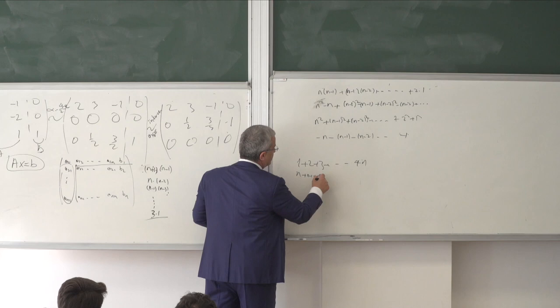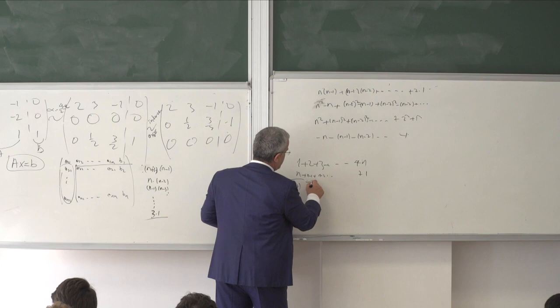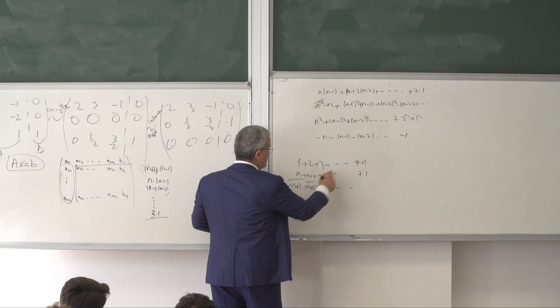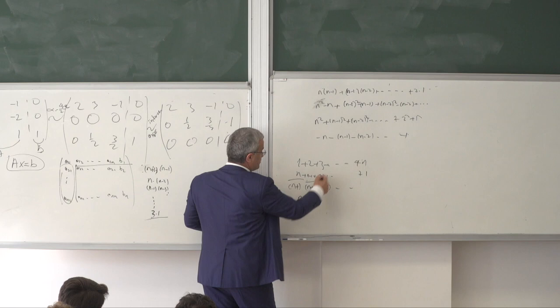And you see that you have n plus 1, and you have n plus 1, n plus 1. How many of them do you have? You have n times n plus 1. Of course, this is twice the summation, so you divide it by 2. So smart of the kid, right?